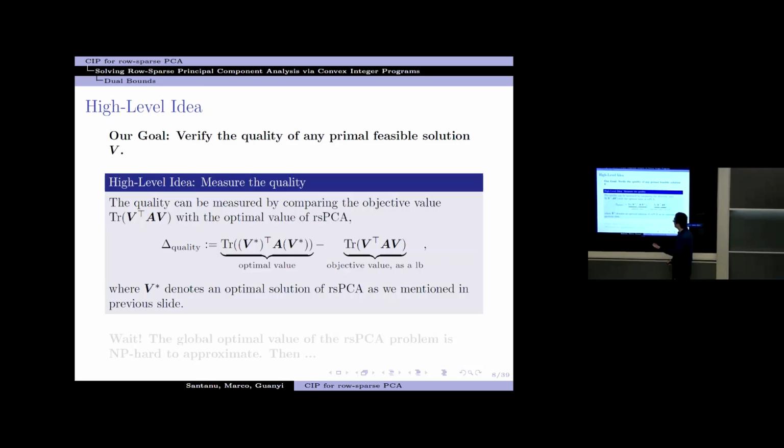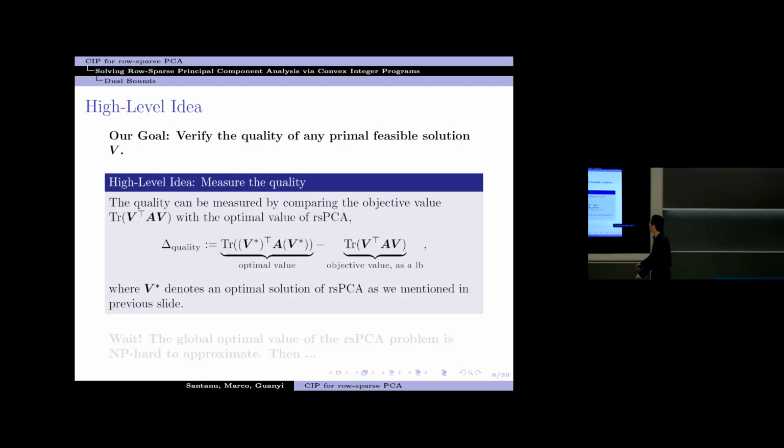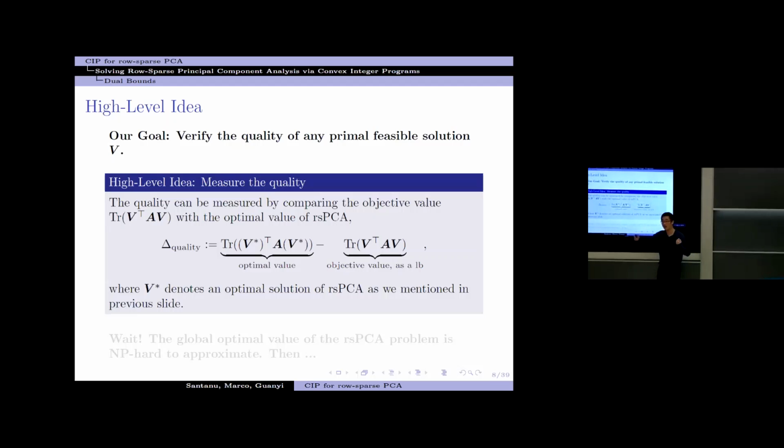So, okay, let's first go to the dual bound. Recall that we want to verify the quality of any primal feasible solution. So the first question is, what is the quality of a given primal feasible solution? A very natural idea is to check how far it is away from the optimal. So if this delta quality is small enough, then we could say that the primal feasible solution that you give to me is good enough.